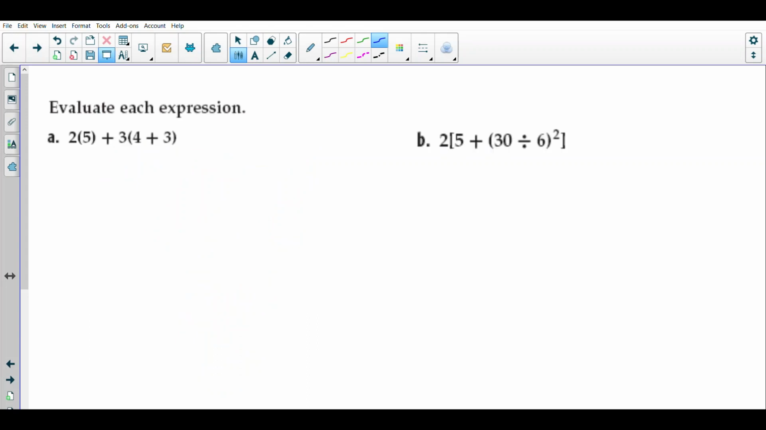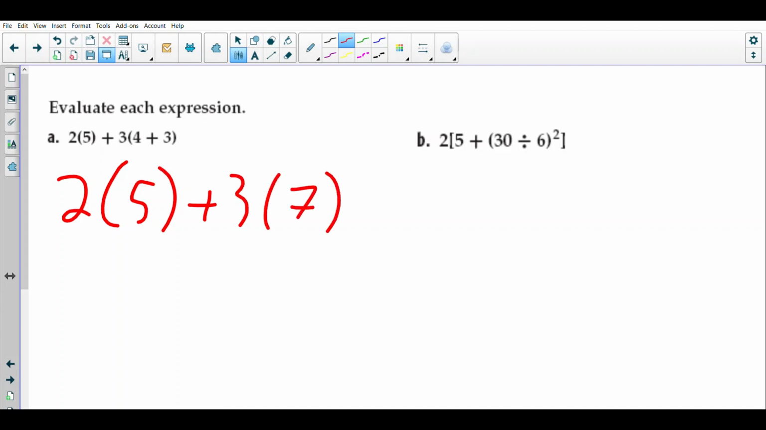Next one, 2 times 5 plus 3 times the quantity 4 plus 3. Again, PEMDAS, start with P, parentheses. There's the first parentheses of 5, but that's more indicating multiplication. The next one has 4 plus 3, so that's the one I'm going to do first. So I have 2 times 5 plus 3 times 7. Then multiplication, division, I'm looking from left to right. 10 plus, and since the plus separates the two multiplications, I can actually do them both at the same time. Then I'm going to do my addition, and that would give me 31.